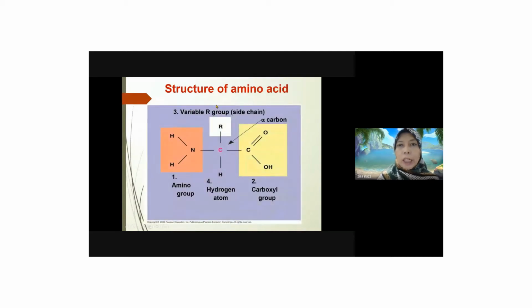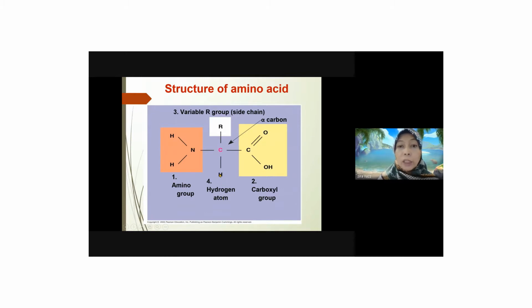Remember that protein is a polymer, a macromolecule composed of amino acids, which are the monomers. And then we look at the amino acid. The structure of an amino acid consists of two important functional groups. The first one is the amino group, which is basic, and another one is the carboxyl group, which is acidic.